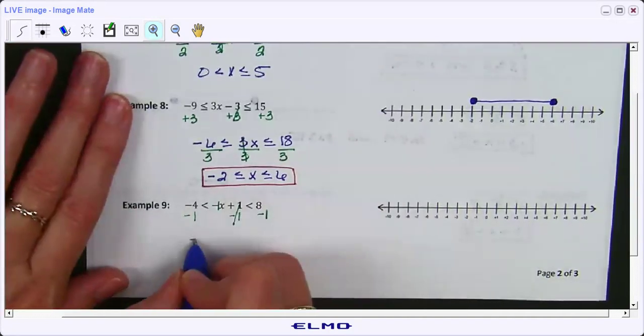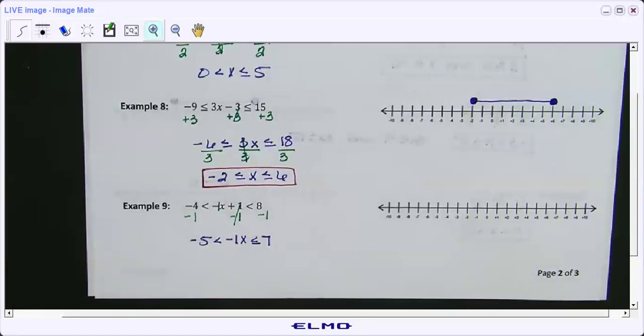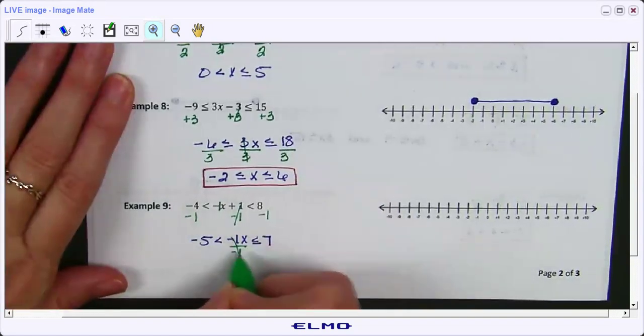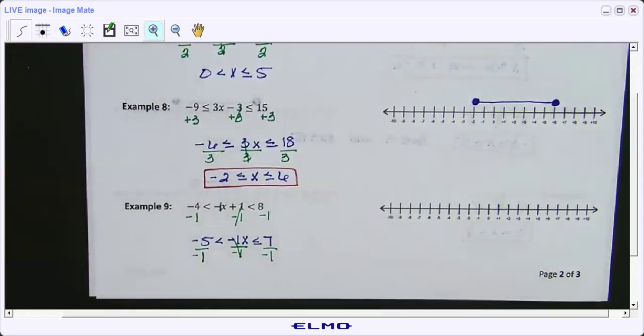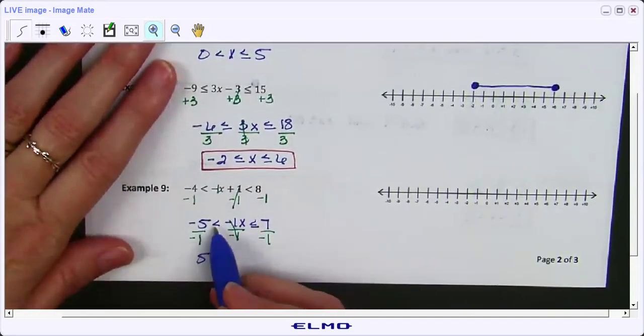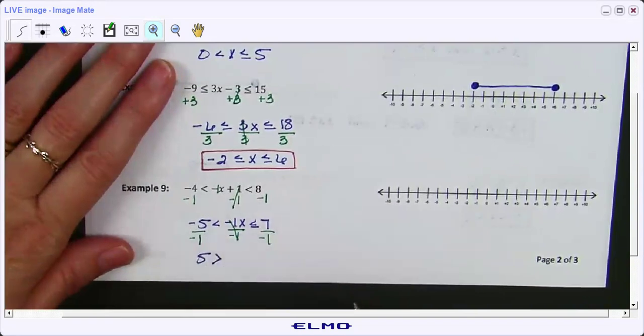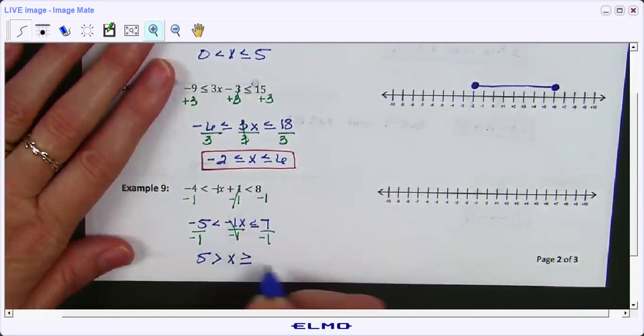And we are left with negative 5 is less than negative 1x, which is less than 7. Now, when we divide by this negative 1, as we're dividing an inequality by a negative, we're going to have to flip our signs. So negative 5 divided by negative 1 is 5. It's no longer less than, but greater than. Bring our x down. Flip the next sign. And 7 divided by negative 1 is negative 7.